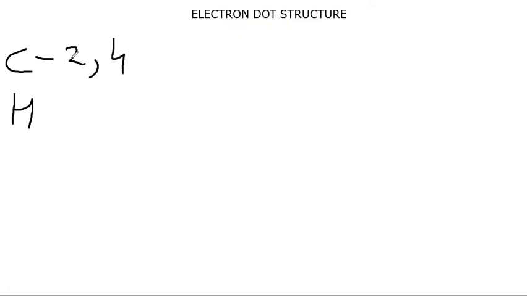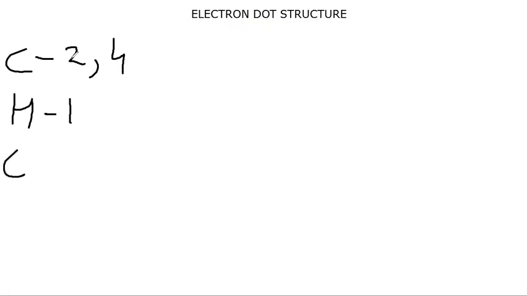Welcome students. In this video, we shall see how to draw the electron dot structure of different hydrocarbons. As we know, hydrocarbons are compounds made up of carbon and hydrogen. Carbon has the electron configuration of 2 and 4. Hydrogen has just one electron. So how can the electron dot structure be made for different hydrocarbons?